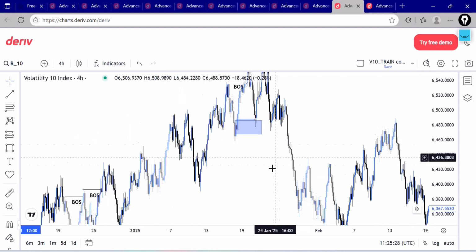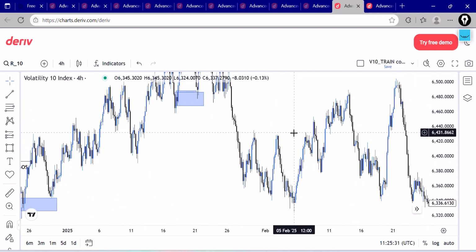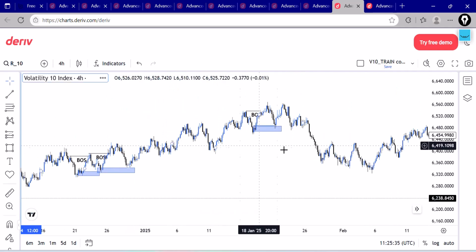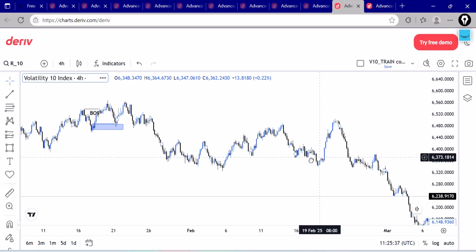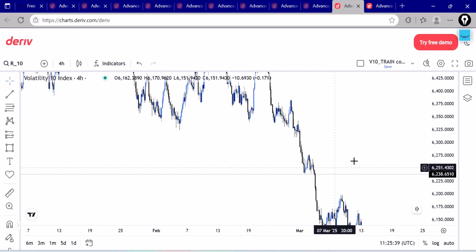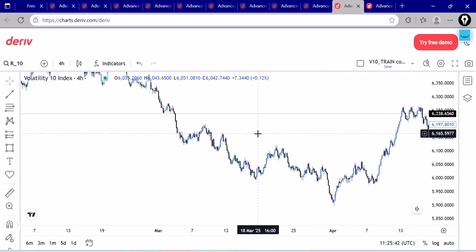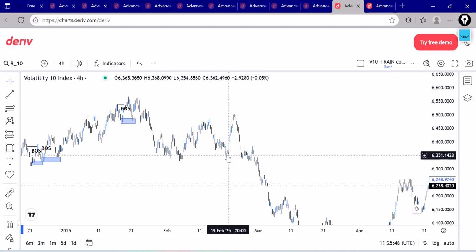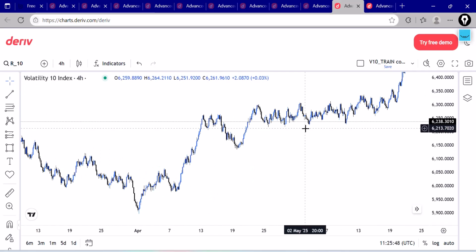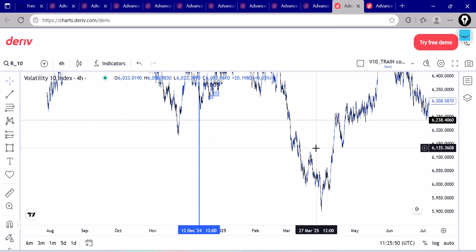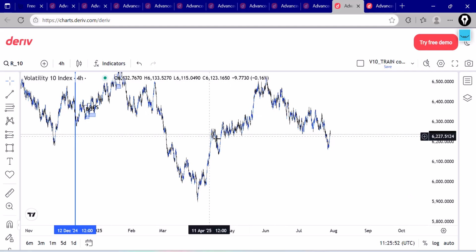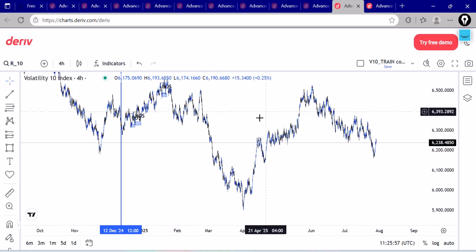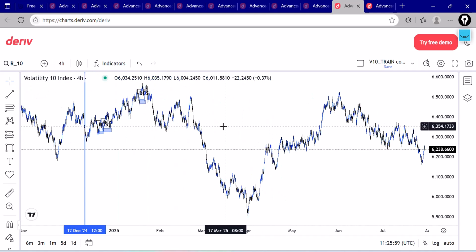All right, so let's look for a supply zone. In a demand zone, of course, we look at buying, but for a supply zone, which is downward, we look at selling. So let's look for a supply zone in this chart to give us examples.